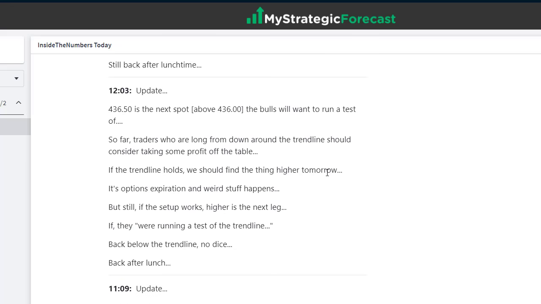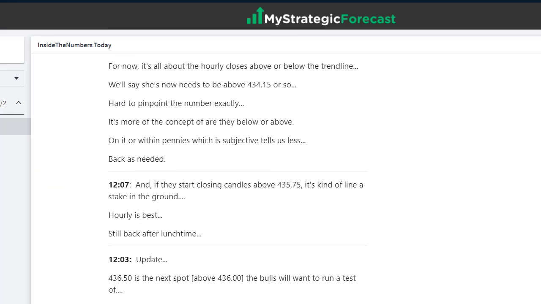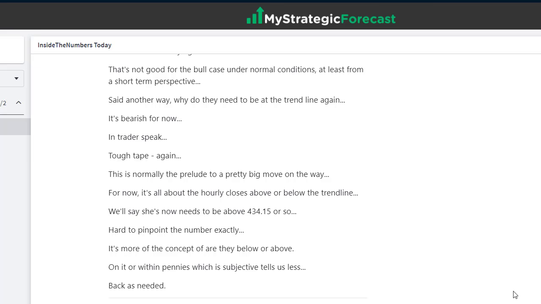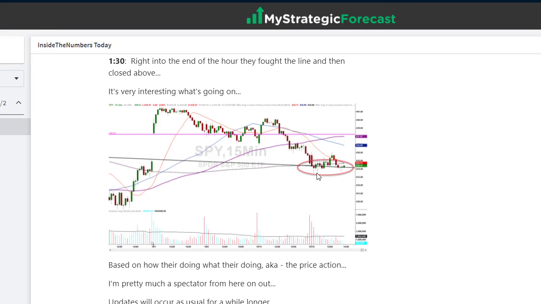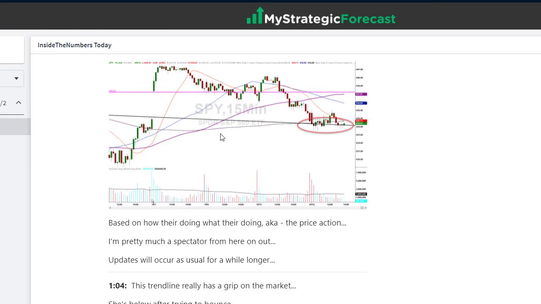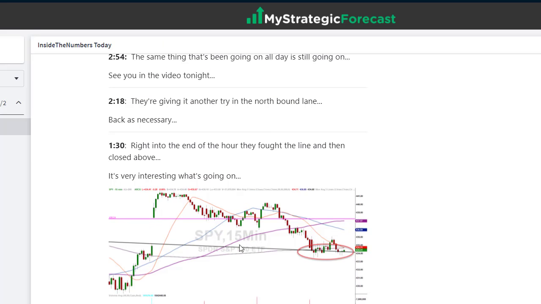So we're moving along. We've got notes, we've got charts, we've got numbers, we've got where can they close above to put a stake in the ground. They couldn't do it, but we know the numbers. To get back below certain stuff, we know what to do with it. We're moving along. They're hanging around the trend line all day long. It's very interesting. So what does that mean? Based on how they're doing what they're doing, aka the price action, it's pretty much a spectator sport from here.